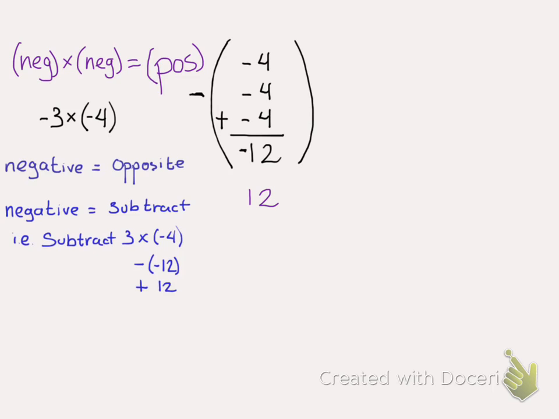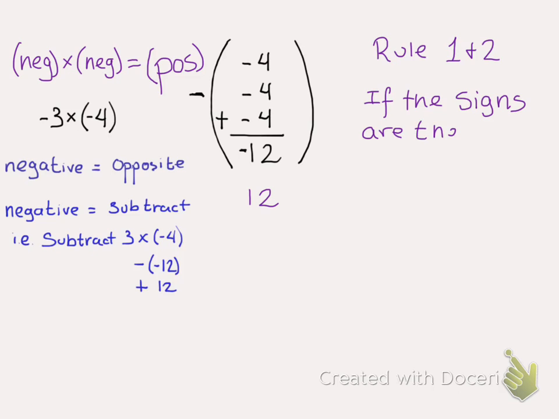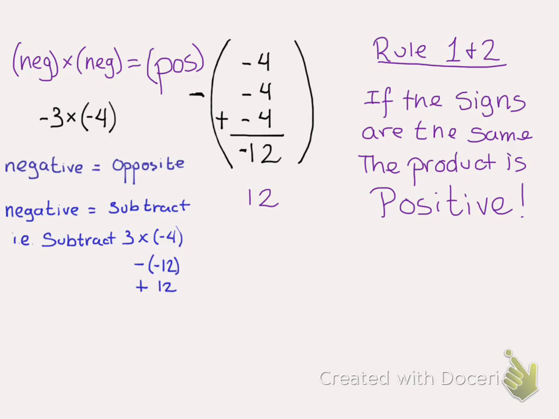Okay? I prefer to think the opposite. But in the end, you just need to remember that if it's negative times a negative, it makes a positive product. Right? So let's look at these first 2 rules here. It turns out that rule 1 and 2 are kind of the same. If the signs are the same, the product will be positive. So a positive times a positive is a positive. A negative times a negative is a positive. That's the rule we need to remember. Okay, let's move on. This is a good one too.